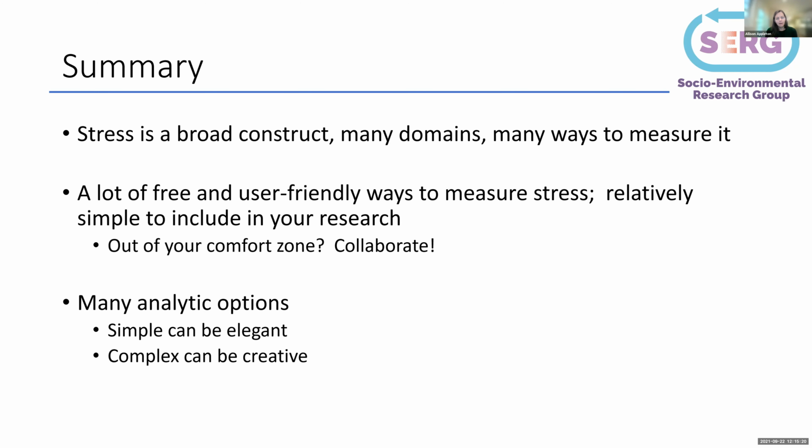And finally, there are many analytic options you can pursue. So simple can be elegant. You could really have a cutting edge contribution to make to the literature with a very simple analytic approach. Likewise, complex can be really creative. You might be able to innovate in a way methodologically no one's done before by taking up one of those Bayesian kernel regression models, for example. When we're thinking about the joint contribution of stressors and toxicants, there's so many combinations that could be relevant for understanding the health or health disparities in our populations. So we have a lot of analytic options. You don't have to go complex right away, and you don't have to stay simple. You can really find your own way forward.